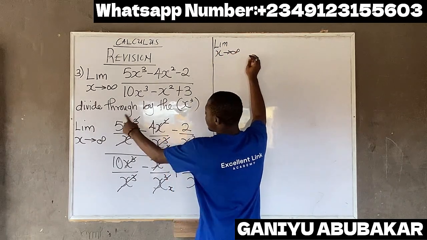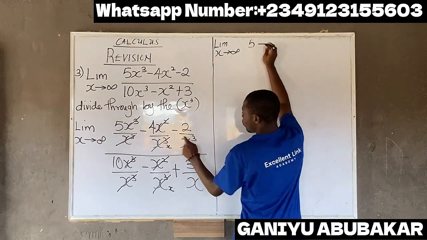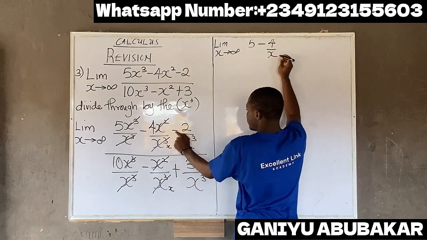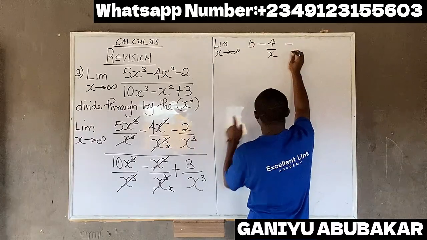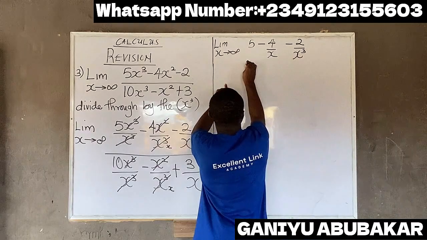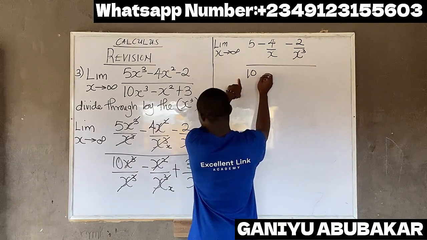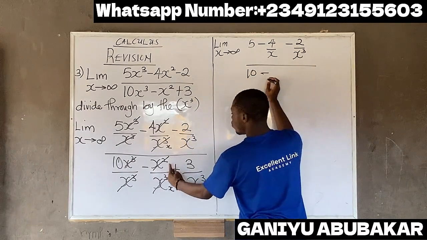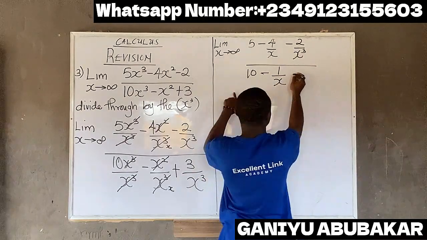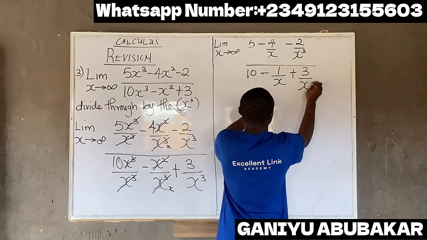This will give you what I have left here, just 5. So that gives you 5 minus 4 over x, then minus 2 over x cubed, all over 10 minus, x squared is gone, that gives you 1 over x, then plus 3 over x cubed.